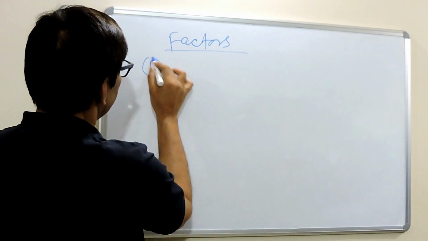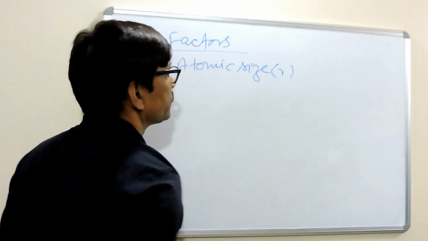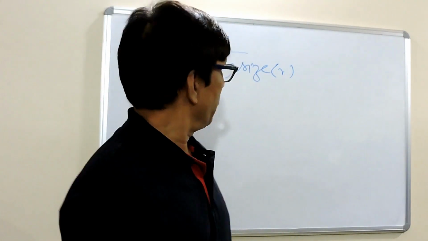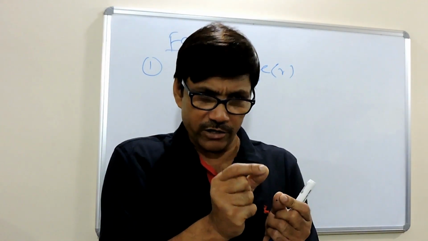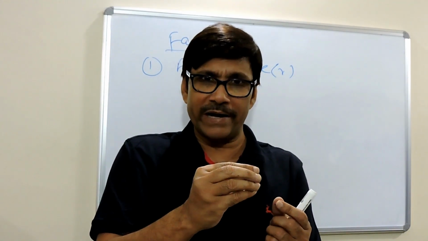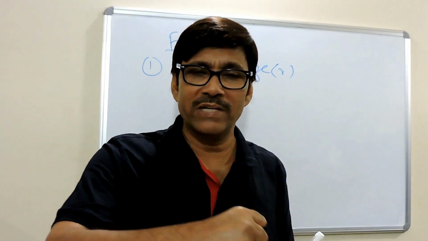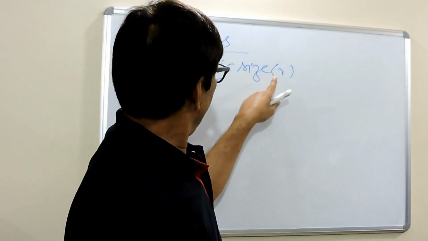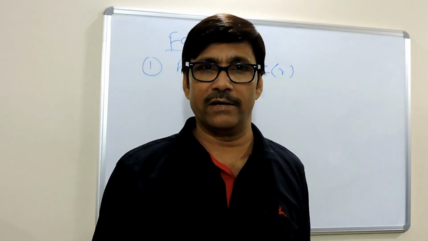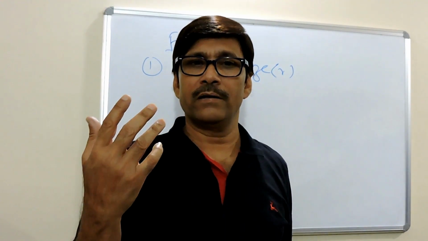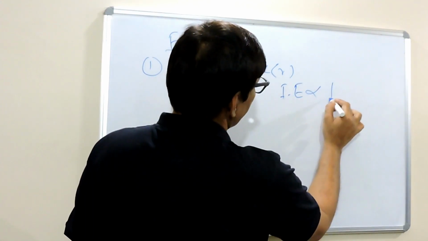Factors. First is atomic size, R. Now, if the atom is small, it means the last shell electron is very close to the nucleus, and due to this the force of attraction is strong, and if the force of attraction is strong, we need more energy to remove that electron. So there is an inverse relation between the atomic size and the ionization potential. Smaller the atom, higher is the ionization potential. So ionization energy or ionization potential is inversely proportional to R.